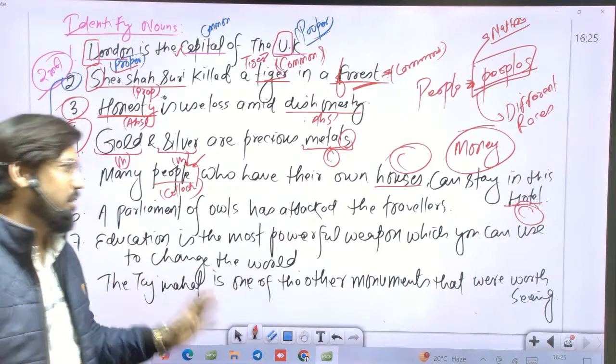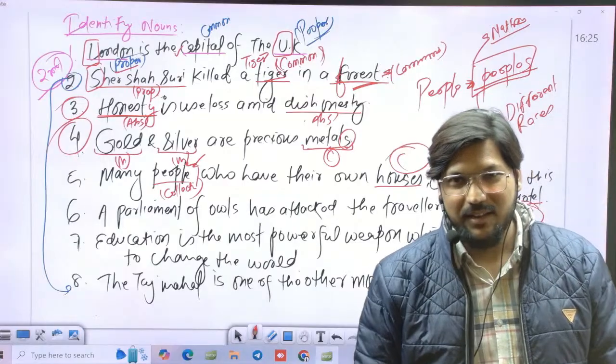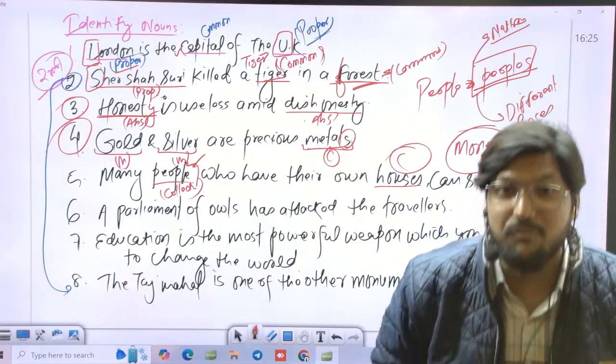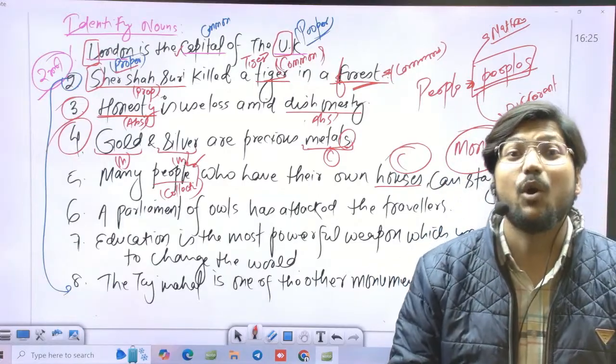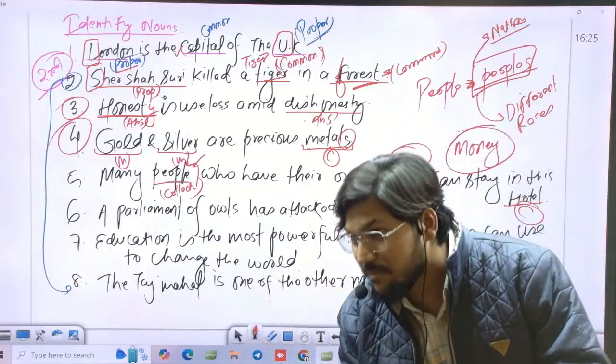Let's see how. If I have money in my pocket, we never see money. We see notes and coins. So that is why money is just a name.